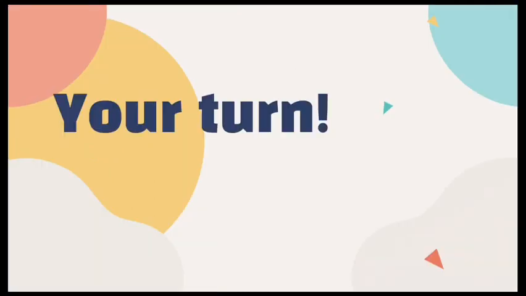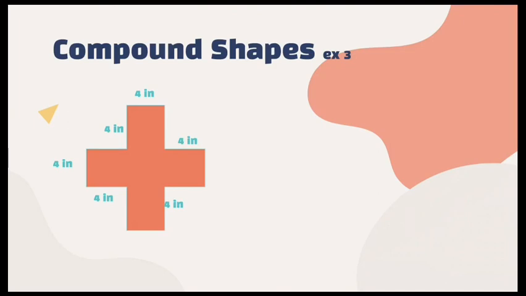Okay, so now it's your turn to try finding an area of a compound shape. So here we go. Here we have a cross, like an addition sign, and each side of it is 4 inches. Just a hint, that kind of reminds me of a square, right? So go ahead and pause the video and see if you can find a way to divide this shape into different smaller shapes that you know how to find the area of. So pause the video and we'll go over it when you come back.